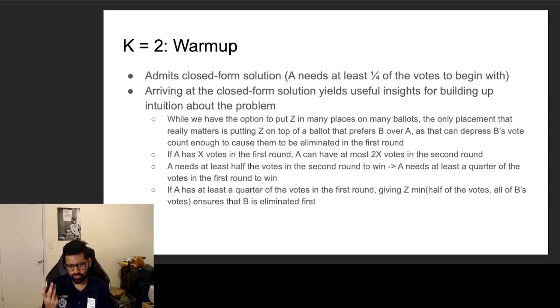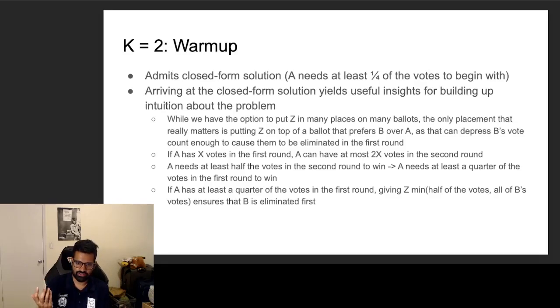So there are actually only three types of ballots to consider once you introduce candidate Z. Every ballot is either ABZ, BAZ, or ZBA. Now, since there are only three types of ballots to consider, you can just iterate over every possible way of splitting the ballots and run a simulation in constant time, and that admits a linear time solution to the K equals 2 problem.